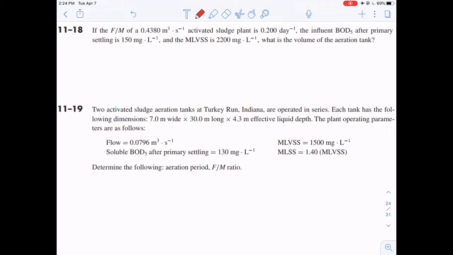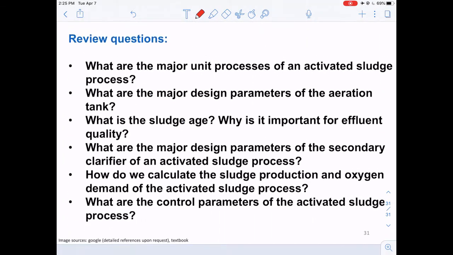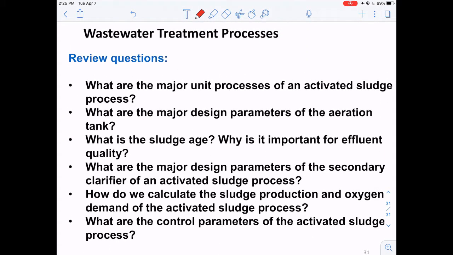As you can see, for the design of the activated sludge system, we have to use mass balances. One of the mass balances is for the water, the other is for the suspended solids. So we need to consider different mass balances to look into these design problems. Maybe we can quickly go through a few review questions for this class. We introduced the major unit processes of an activated sludge process. What are the design parameters for the aeration tank? As you can see, there are quite many parameters, and we want to maintain them in the appropriate ranges.